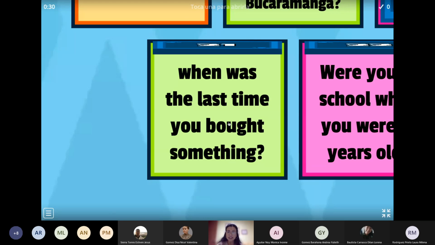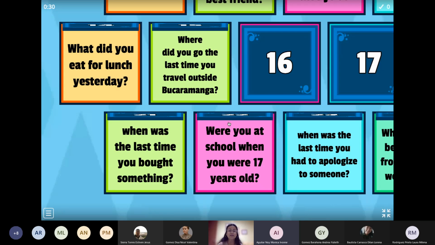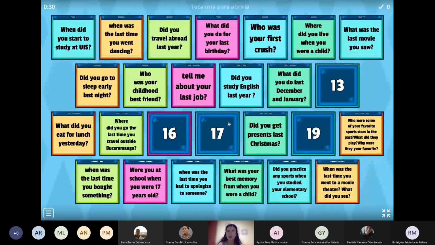Remember that bought is the past tense of buy, no? Buy, comprar. You bought something. When was the last time? Do you remember, Monica? The past weekend. Okay, last weekend. You say last weekend. And what did you buy? What did you buy, Monica? Clothes, food, shoes. Food. Okay, you went to the supermarket, yes? Very good, in the supermarket.